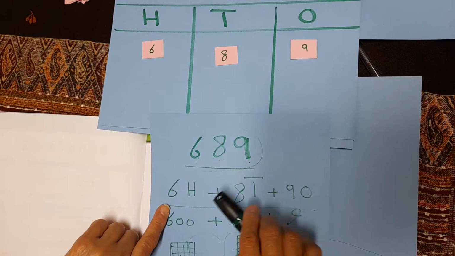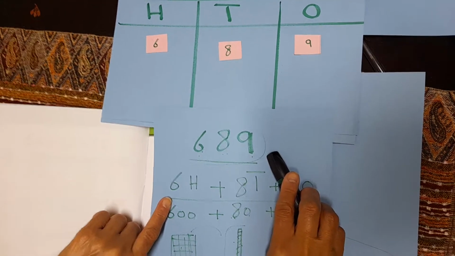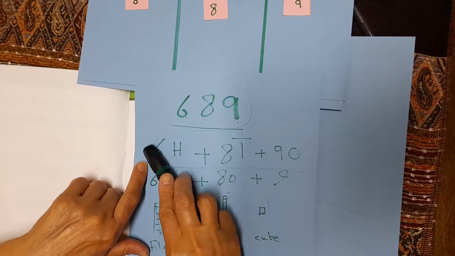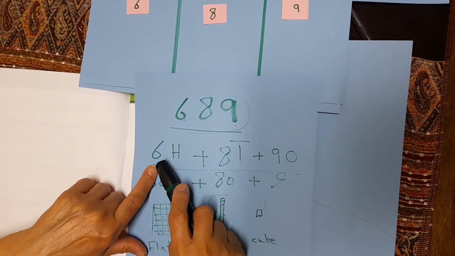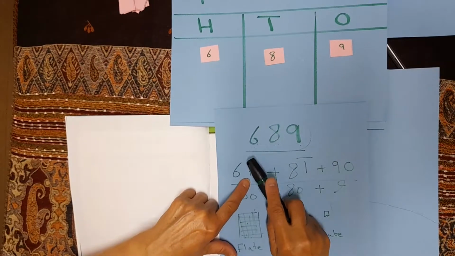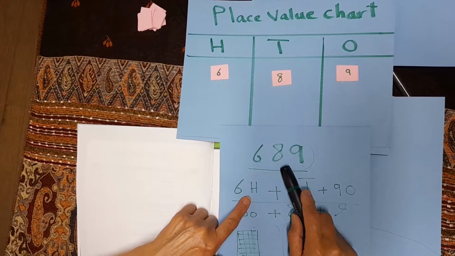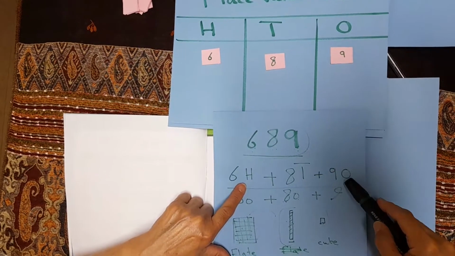The number has many ways to write it. We call this standard form. This is the short word name. Short word name means you use the name of the place, the digit, where is it? The 6 is in the 100, the 8 is in the tens, and the 9 in the ones.